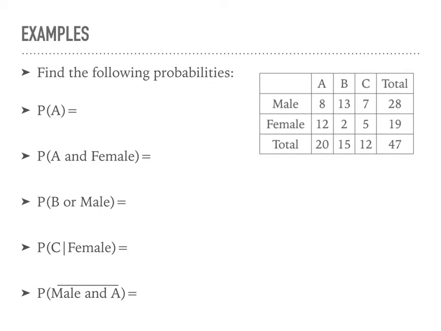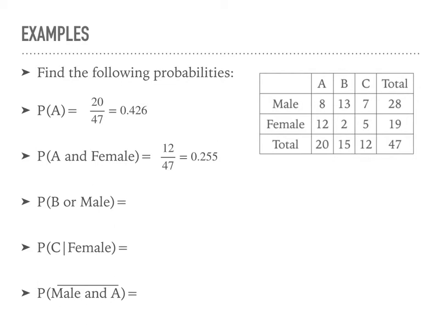So finding our probabilities, we want the probability that a randomly selected student gets an A. So that's the total number of students that got an A divided by the total number of students in our study, so 20 over 47, or 0.426. How about the probability that a randomly selected student got an A and they're a female? Well, there are 12 that are females that got A's, so 12 over 47 equals 0.255.